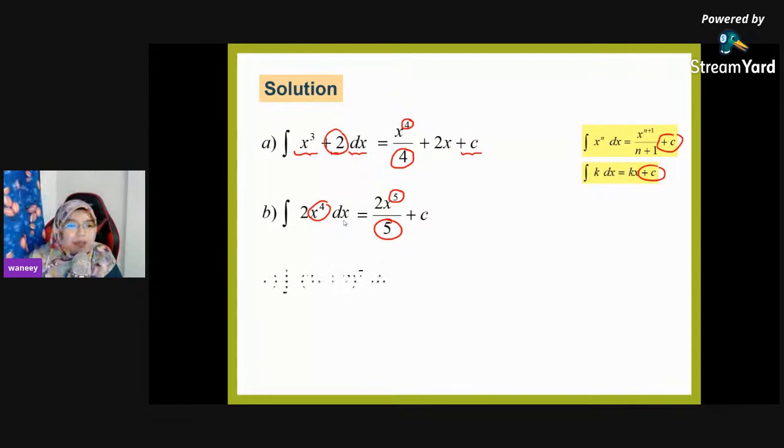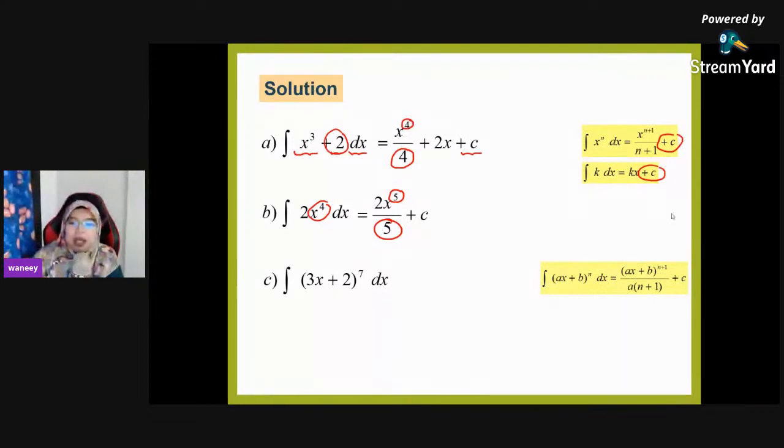So now c. So we got (3x plus 2) to the power of 7 dx. Integrate (3x plus 2) to the power of 7 dx. So do check which basic rule do you want to use. So this is actually for integrating (ax plus b) to the power of n dx. So we can actually use this formula. Why? Because this is a linear. So we can use this formula because the function inside that is a linear.